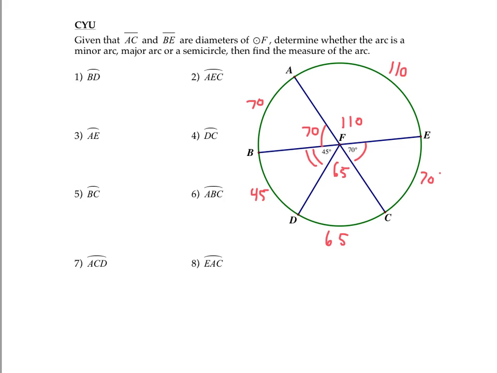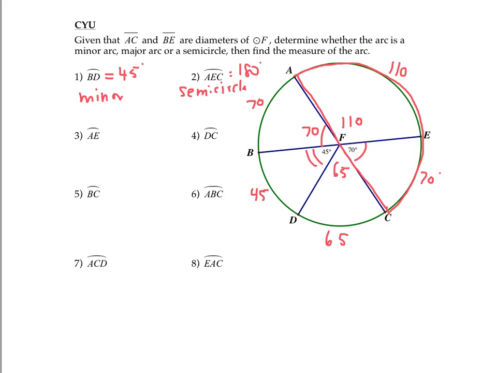All right, now let's see what we can do with the questions. First, we have to say if it's a minor arc, major arc, or semicircle. So arc BD in number 1, notice that its measure is 45 degrees. That's less than 180, so it is a minor arc. Number 2, we're looking at arc AEC. So going from A all around to E to C. Notice that A and C are the endpoints of a diameter. So this is a semicircle, and its measure is exactly 180 degrees.